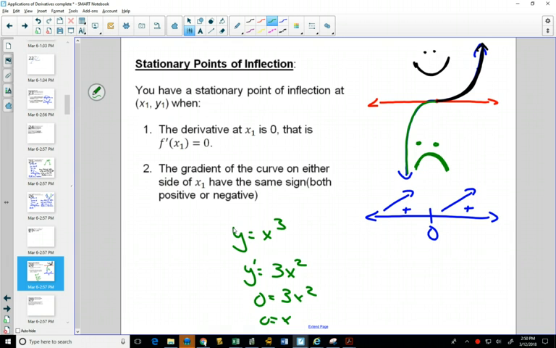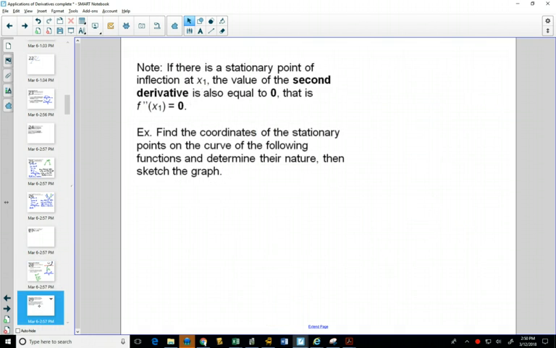True for any power or any odd function. It's going to be true for any odd function. And we will see that it's true for any function that has a bend in it. And those bends don't necessarily have to be on the x-axis like we've had before. So we're going to see what that looks like. Anytime you have a stationary point of inflection, you're also going to have that your second derivative is equal to 0 at that point.